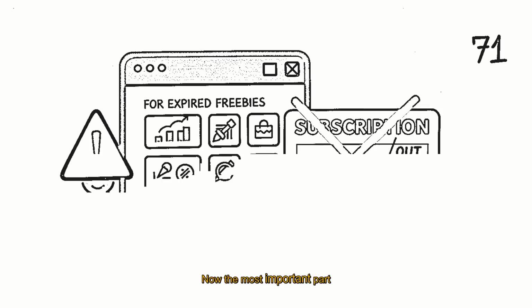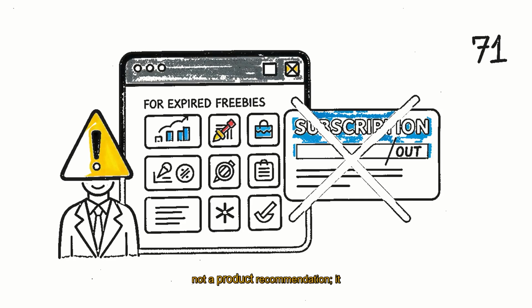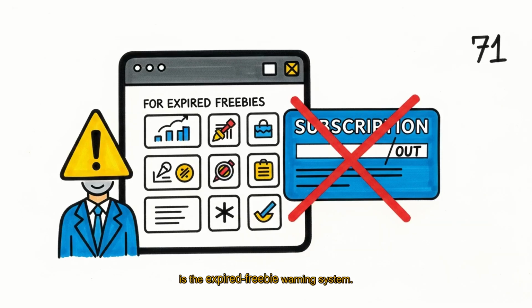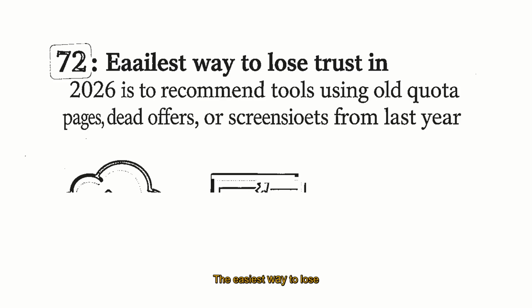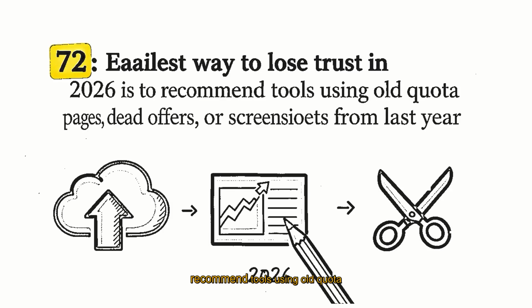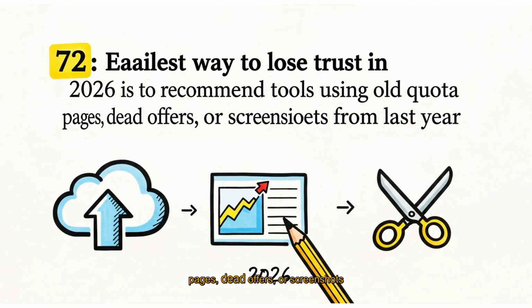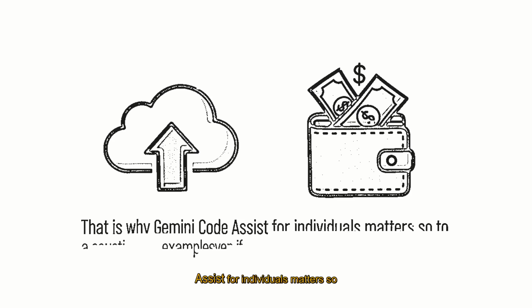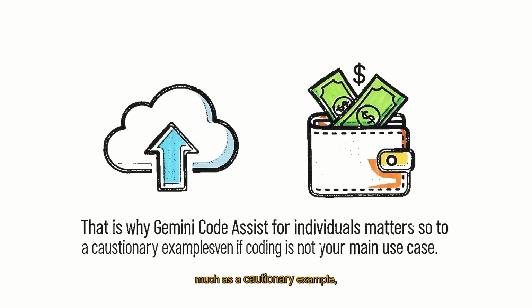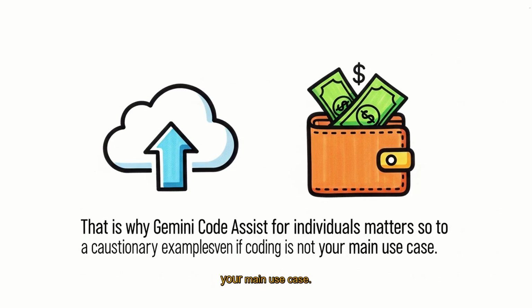Now, the most important part of this whole video is not a product recommendation. It is the expired freebie warning system. The easiest way to lose trust in 2026 is to recommend tools using old quota pages, dead offers, or screenshots from last year. That is why Gemini Code Assist for individuals matters so much as a cautionary example, even if coding is not your main use case.